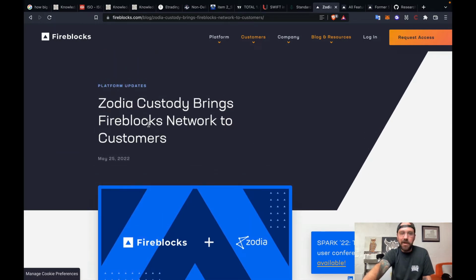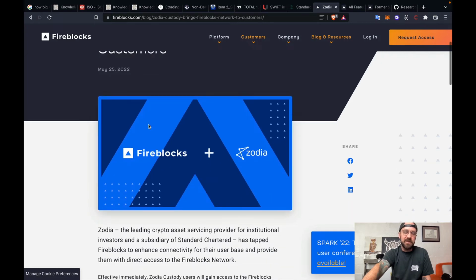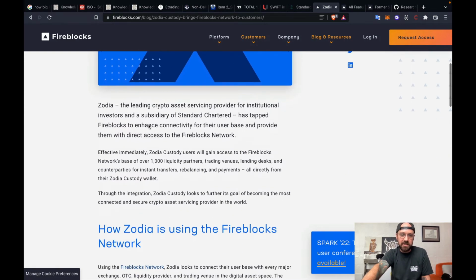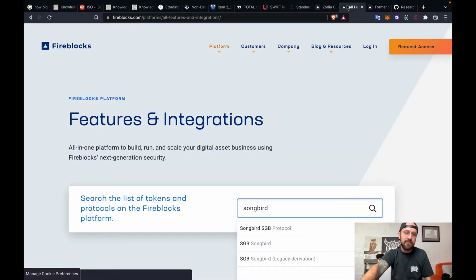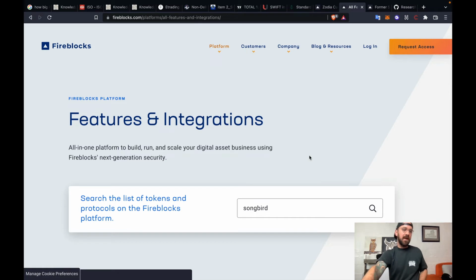Zodia Custody, which we just talked about, is bringing the Fireblocks network to their customers. This is May 25th, 2022. The entire asset base of liquidity partners within Fireblocks, which is massive, trading venues, lending desks, etc., are now going to be able to be accessed directly through the Zodia Custody wallet. Talked about this last month in the first free edition of the Lighthouse report.